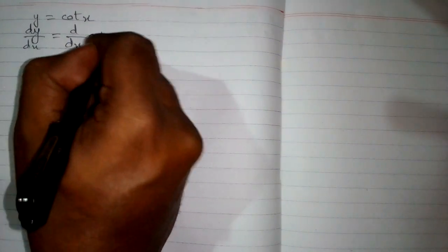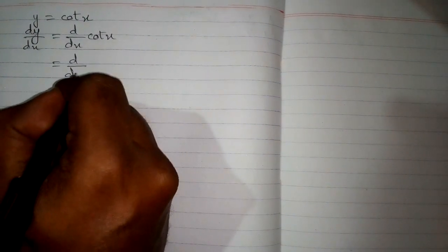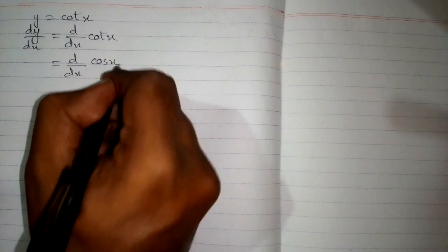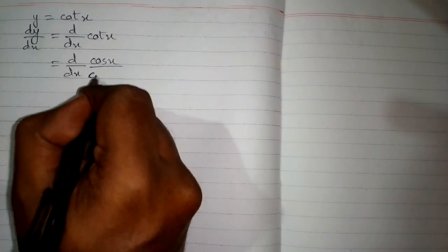In this video, we will find the derivative of cot x. So we have y is equal to cot x. So we will take the derivative of both sides with respect to x. dy by dx is equal to d by dx of cot x. And cot x is equal to cos x upon sin x.